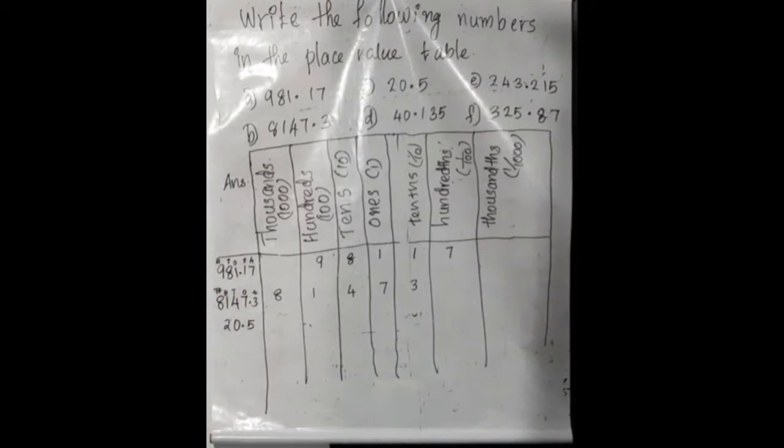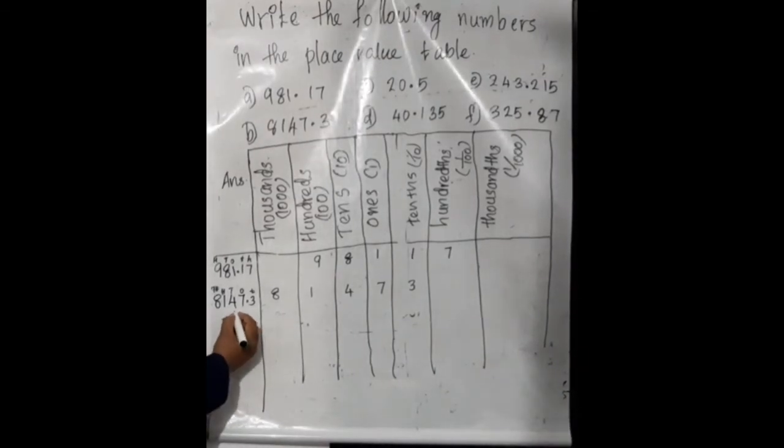20.5. What are the place values of each digit in 20.5? How will we do that? Let us write the place values on the top: ones, tens, and tenth. Did you see? 0.5 is in the place of tenth.